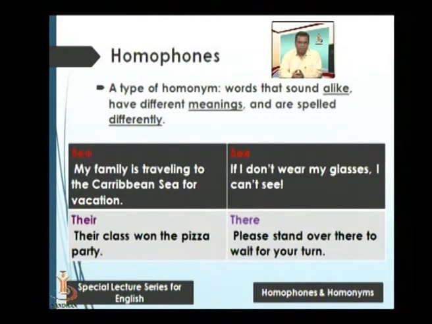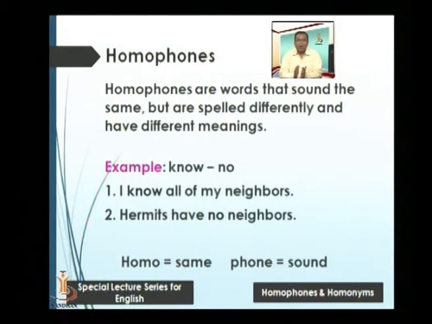So spelling is different, pronunciation is almost the same and the meaning is different. Another word, as I said, was there, T-H-E-R-E. Please stand over there to wait for your turn. You are asking somebody to please stand there and wait for their turn to come. So you are showing place, and the first one was used in the sense of possession. So these are homophones. What are homophones? Homophones are words that sound the same but are spelled differently and have different meanings, as I said.